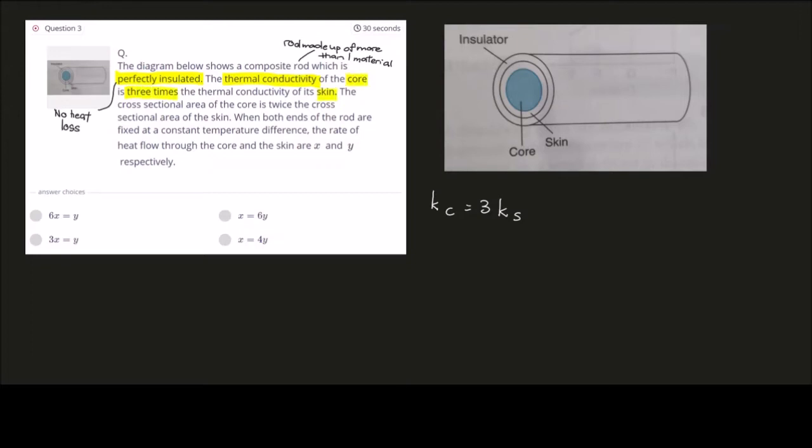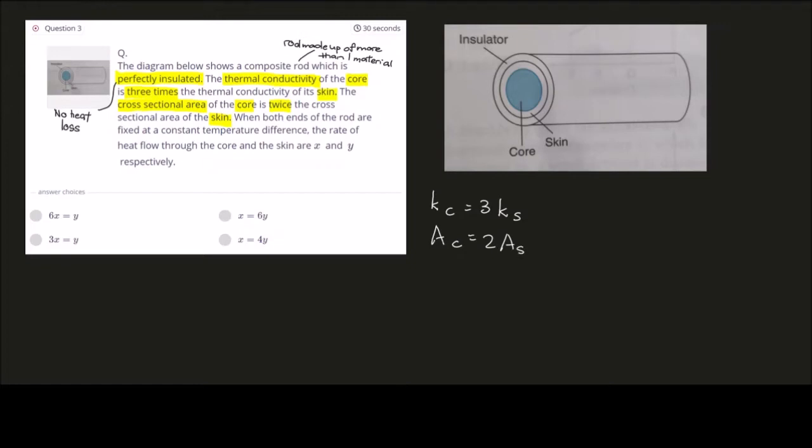The cross-sectional area of the core is twice the cross-sectional area of the skin. So cross-sectional area is what we are comparing right now, and the core is twice of the skin. So cross-sectional area, we represent it with the symbol A. So the A of the core is twice the A of the skin.